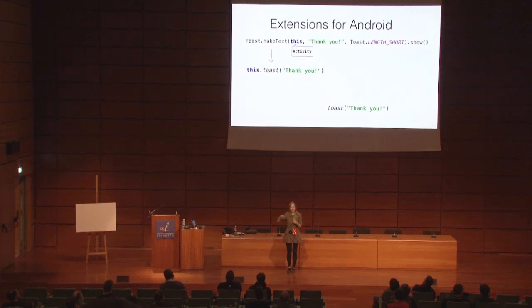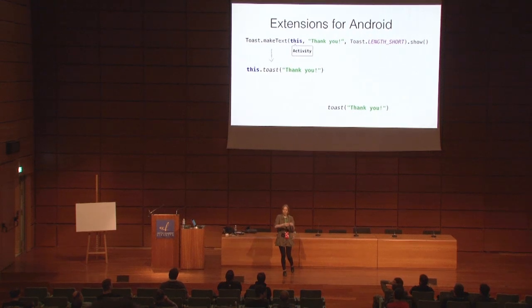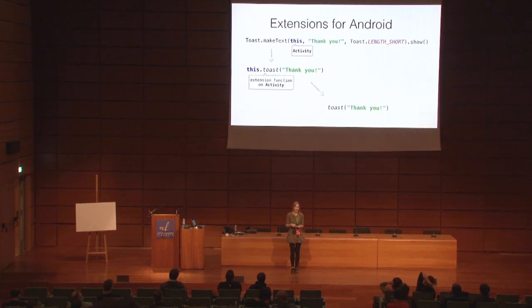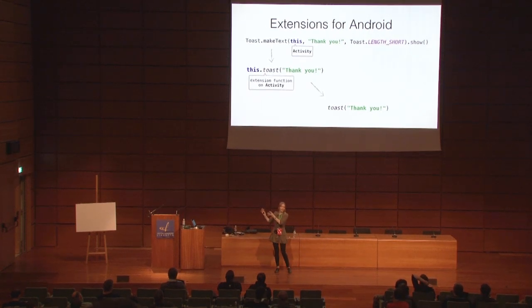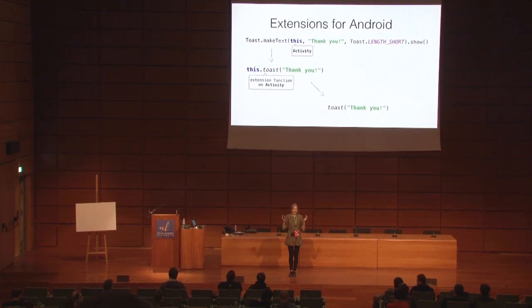So in Kotlin, in the library for Android, we declare a function called toast that is an extension function to an activity. Then you can call it in your code, and it will look just like this, without this extra verbosity, extra information. And that, again, makes the Kotlin code overall much more concise compared to what you had before.